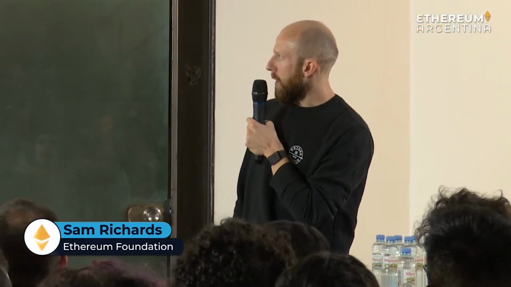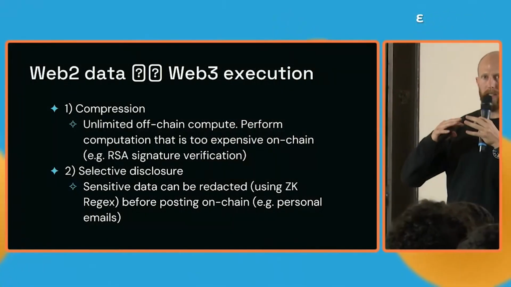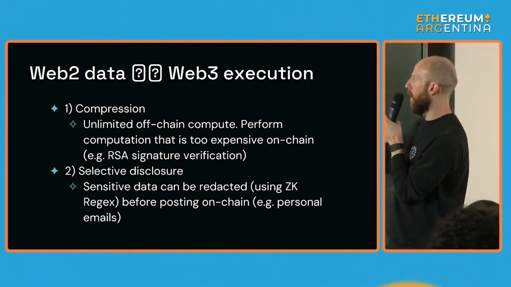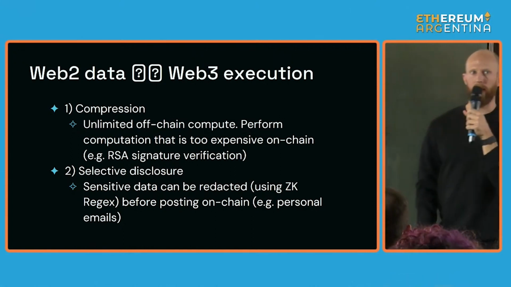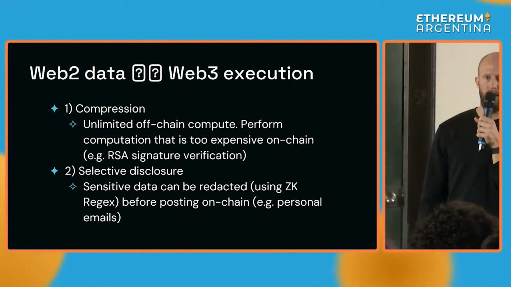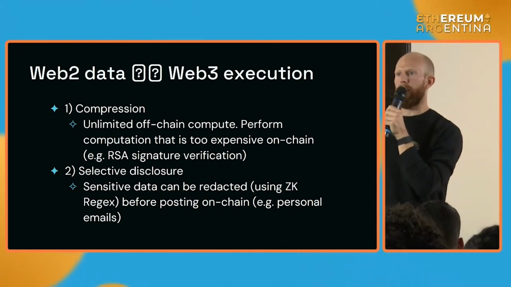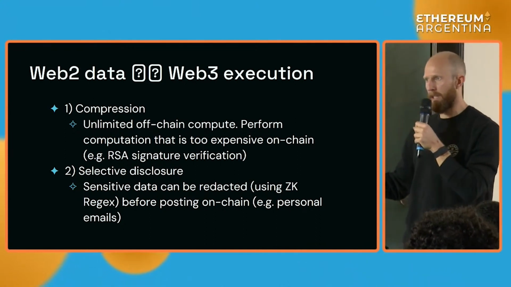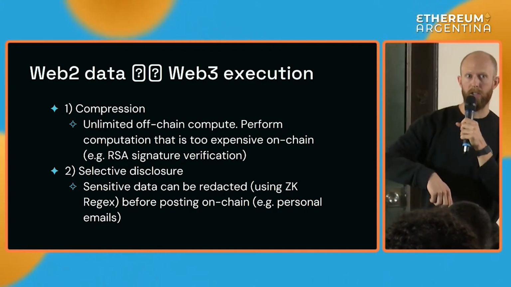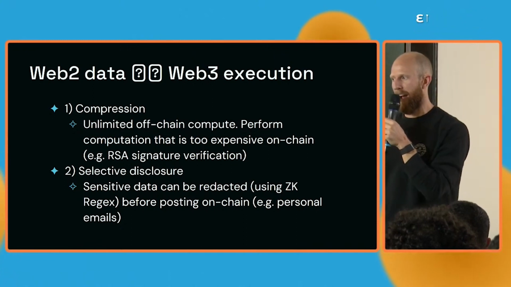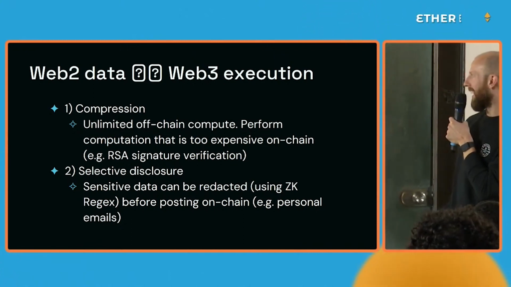And as you can see, this bridging or merging of Web 2 data and Web 3 execution provides a couple of things. One, compression. And you've probably heard others even today talk about the fact that you can basically do unlimited off-chain computation and then prove that on-chain, which can be super valuable given just how slow blockchains are.